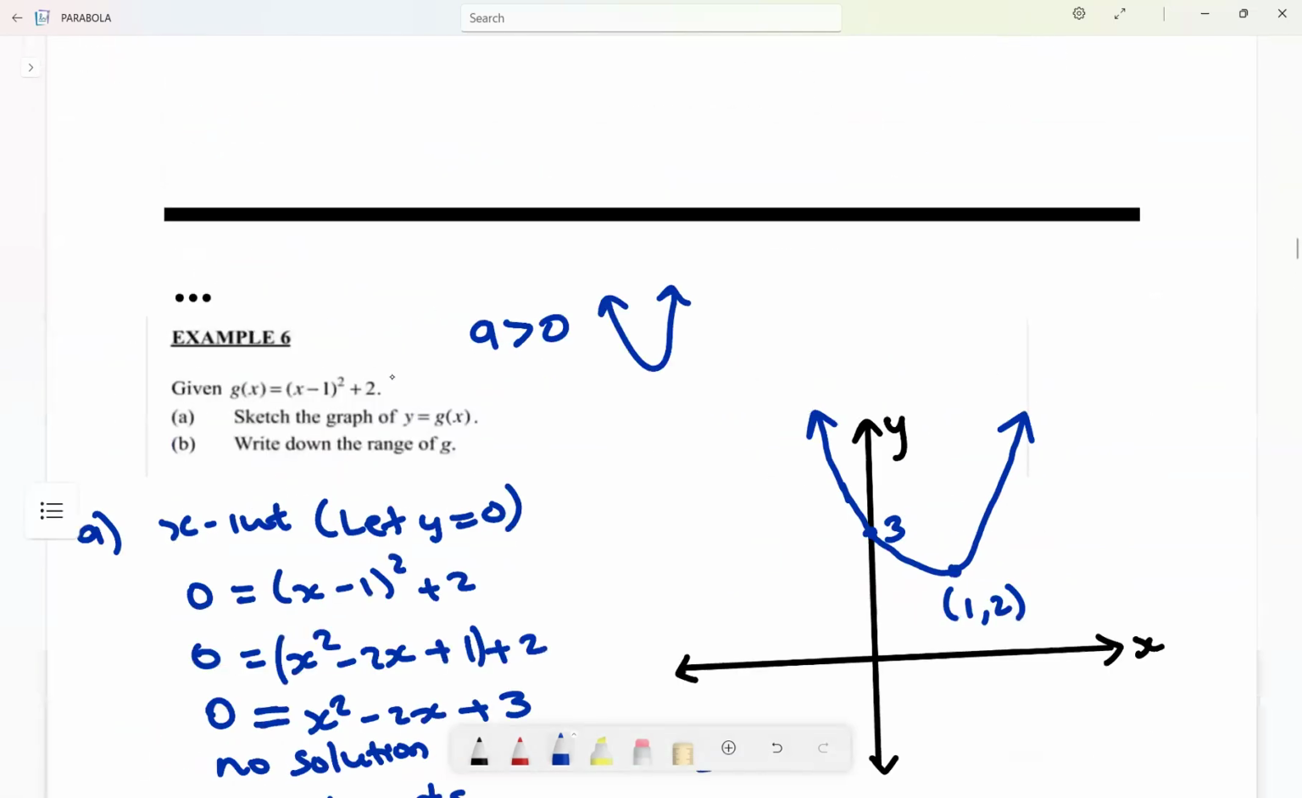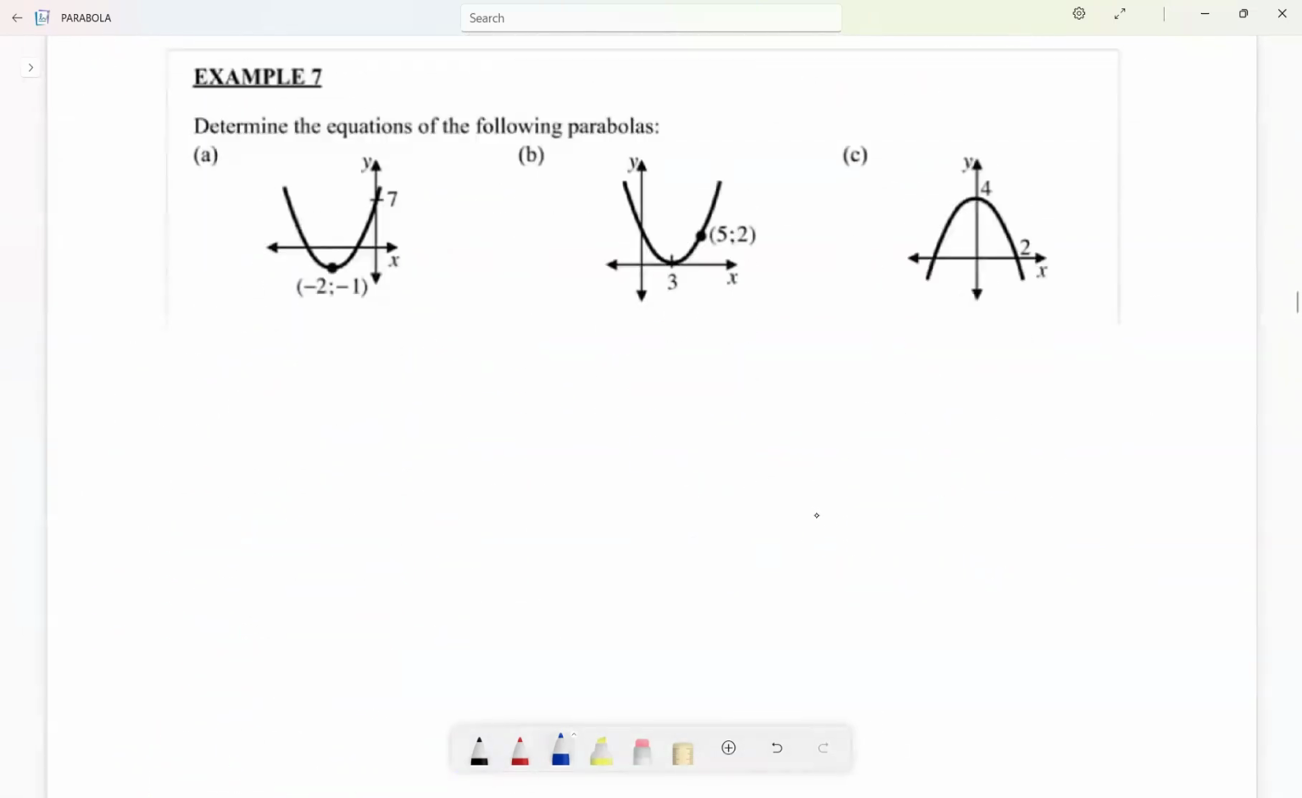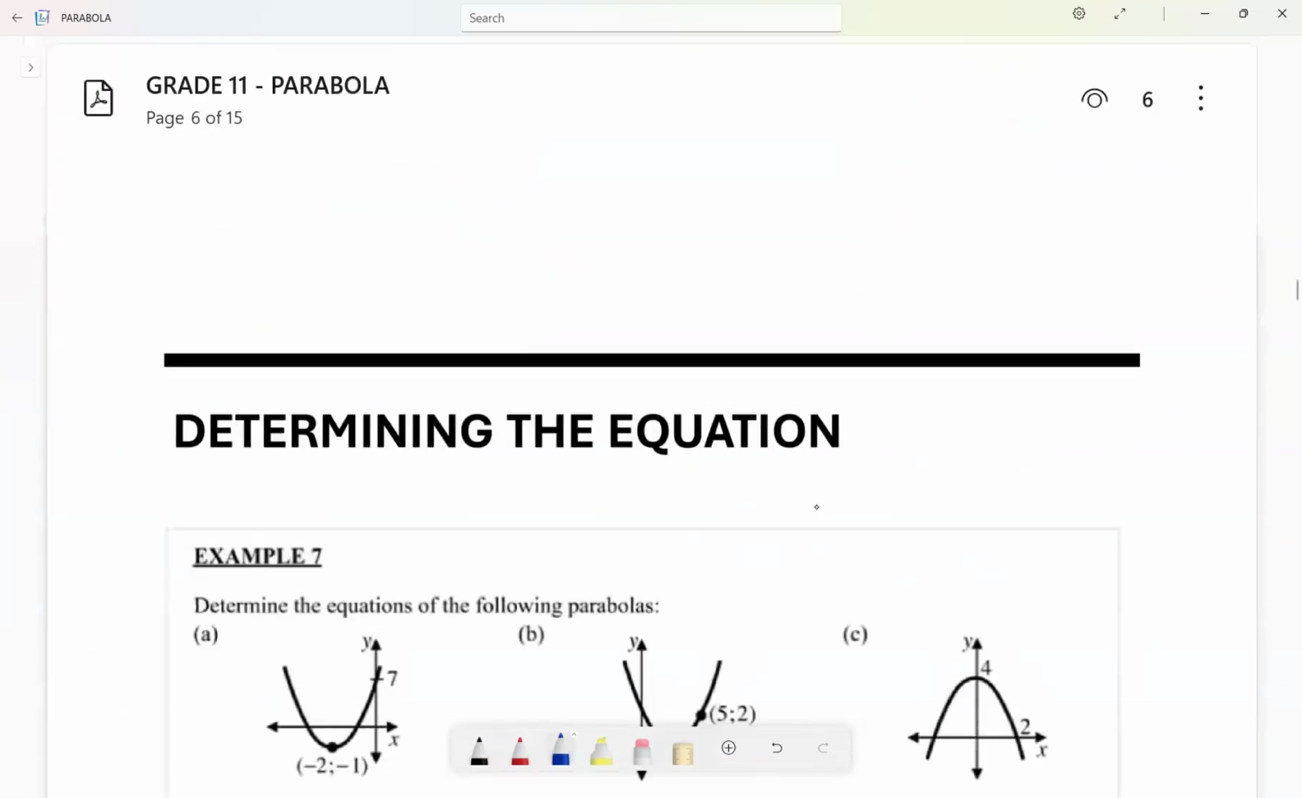Now let's determine the equation. Remember, we were given this part, and now we are determining the equation. I want you to remember this: if I have y is equal to a into (x minus 1) squared plus 4, the turning point will be the opposite of this, which is 1 and then negative 4. So if I'm given the turning point on my graph as 1 and negative 4, the equation is going to be x minus 1, then plus 4. Don't forget the squared.